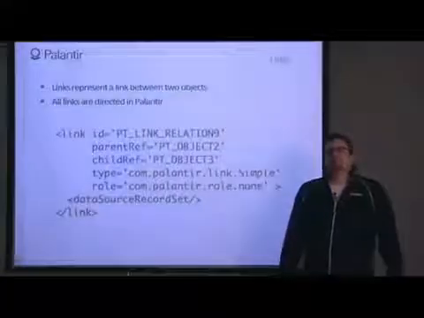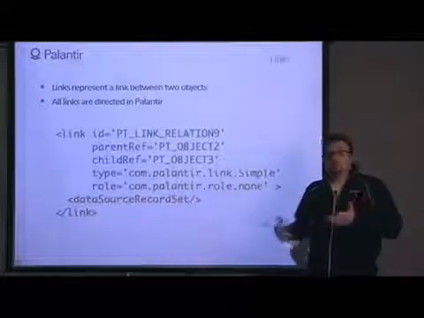And the final element that we'll cover are links. So links represent links between two objects. They're directed, meaning that there's always sort of a child and parent. Links go from a parent to a child. And we can do bidirectional links by having links in both directions.